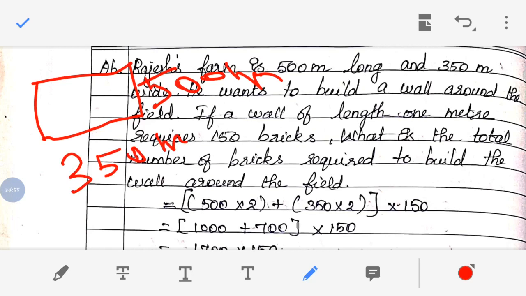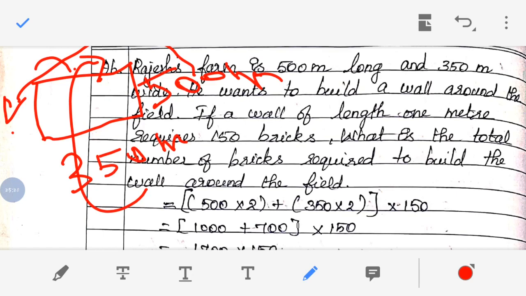So he wants to build a wall around the field. Around the field means the same value will be repeated, no? 500 meter will come here and 350 meter will come here. So 500 into 2, 350 into 2. Can you understand? Around the field he wants to build a wall. So 500 into 2, 350 into 2. These two we have to add. Then only we will get the total length.